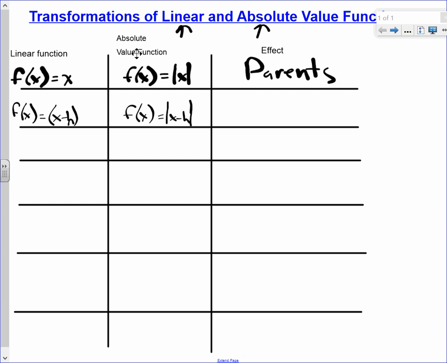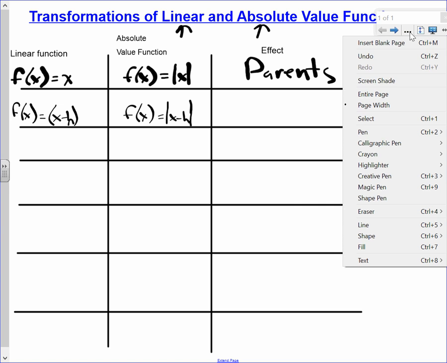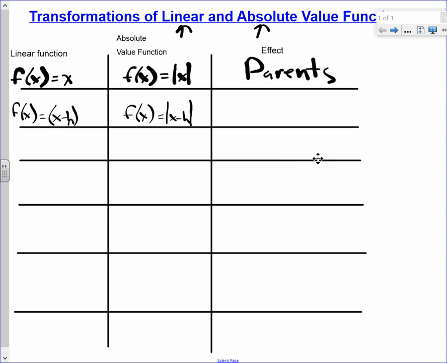If I subtracted h, what's that going to do? What's the effect going to be to the parent if I put an h here, subtract it inside the grouping symbols? Here's what's going to happen. It's going to be a horizontal translation. I'll write this down. Horizontal translation. You have to write kind of small to fit all this in here.